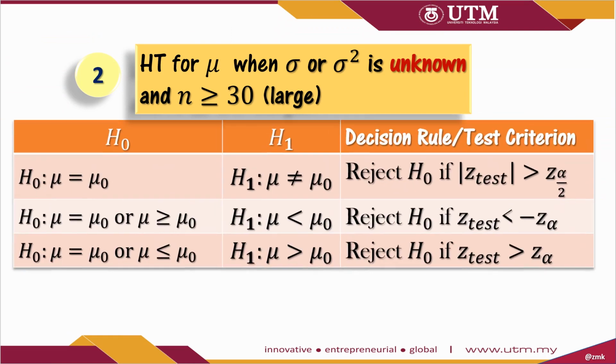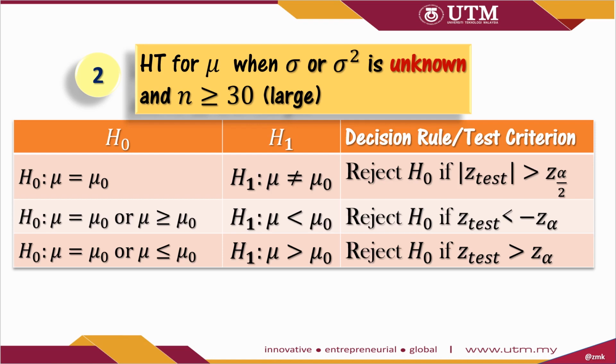As you can see, the table looks exactly the same as what we had earlier in case 1. The way H0 and H1 are written, as well as how the decision rules or the test criteria are stated, are all the same as in case 1. The difference is in the definition of z-test, which is given as follows.